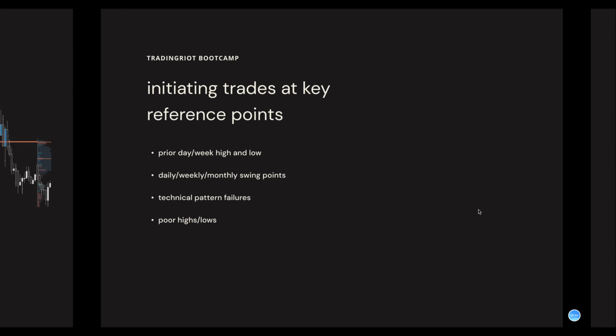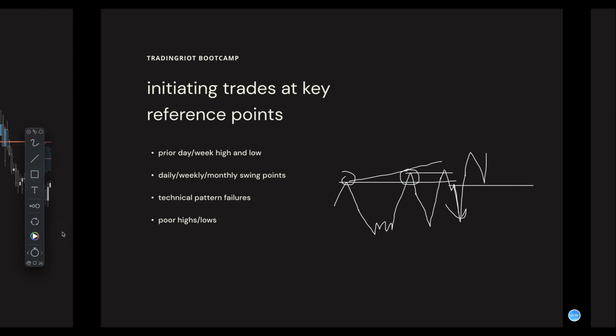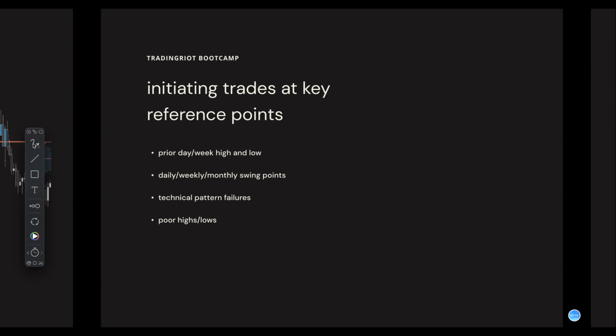Technical pattern failures, this is something that I haven't talked about yet, but it's quite self-explanatory. You will have a lot of these technical patterns, which obviously are head and shoulders, double tops, double bottoms, triple tops, triple bottoms, all these kinds of wedges and stuff like that.